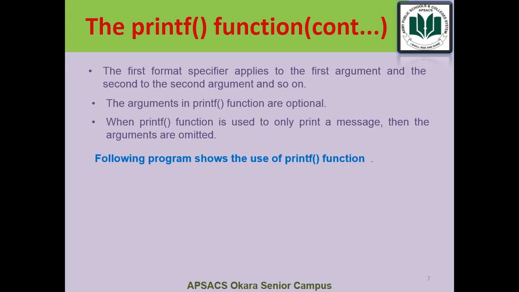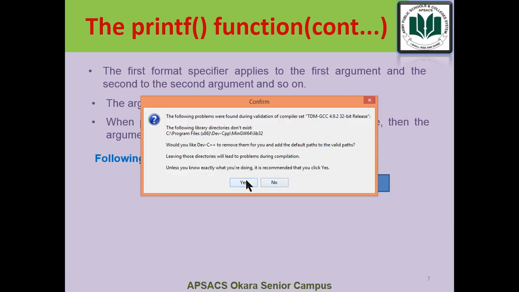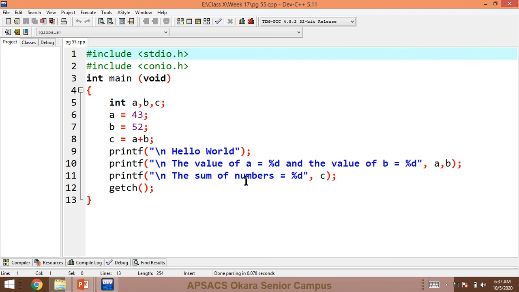The following program shows the use of the printf function. So we will discuss the program in detail. So let's start. You can see I have used the header files #include <stdio.h> and #include <conio.h>. After that, int a, int b, and int c are the three variables which I have used. In a I have stored the value 43, in b I have stored the value 52, and c I have declared as the sum of the variables a plus b.